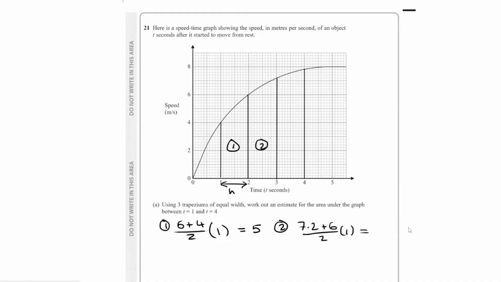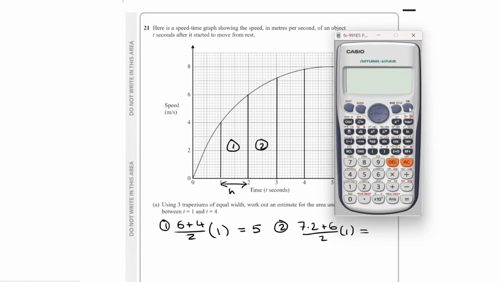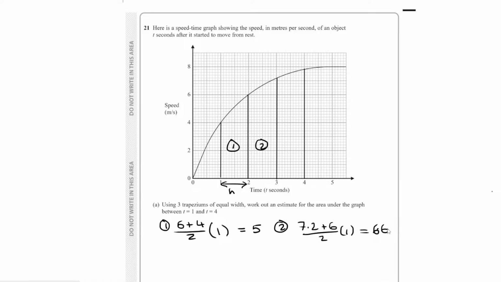What did I get for that? Oh, I just added them all up straight away actually. I didn't even work out individually, but we can do that if you want. 7.2 plus 6 over 2 is 6.6. And then 3 obviously then starts at 7.2, and I think it goes up to like 7.8. 7.2 plus 7.8 over 2, technically times by 1, I think is 7.5.